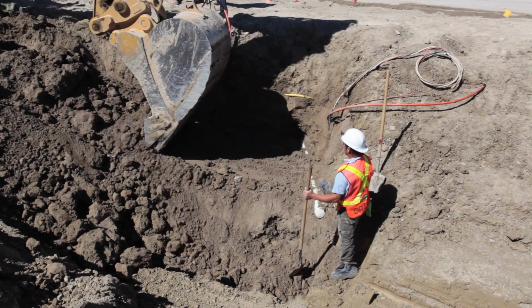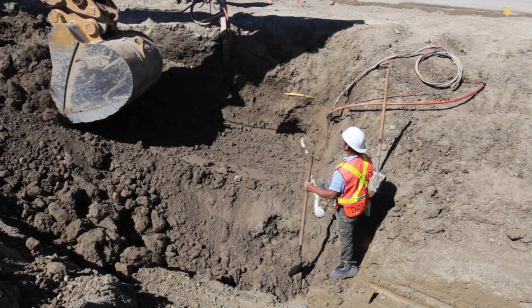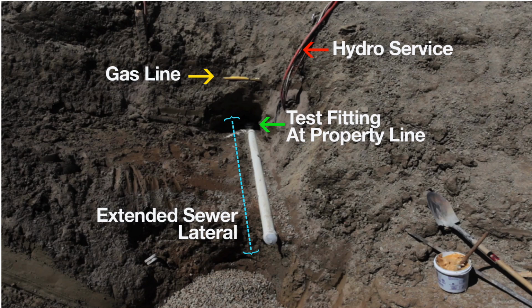Here, we can see how close we are to the exposed gas line and hydro connection. We must always make sure not to undermine or damage any existing sewer laterals and ensure adequate stone is placed for support at the connection for existing sewer laterals.